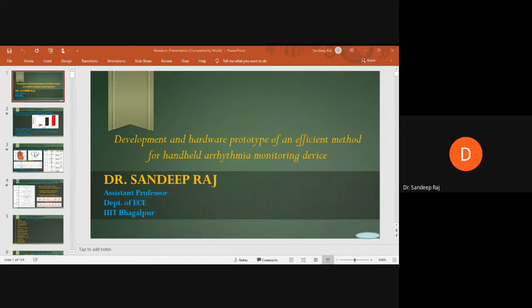So whatever the waves are being generated, due to ventricular depolarization, the QRS waves are generated, and in the ventricular repolarization, the T wave is generated.